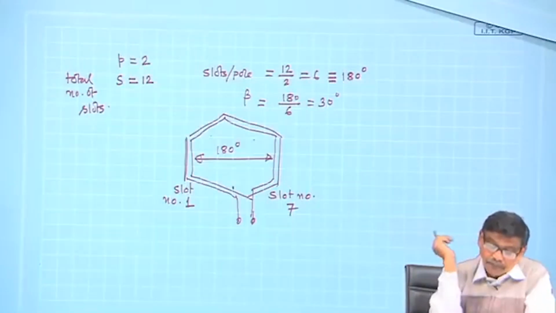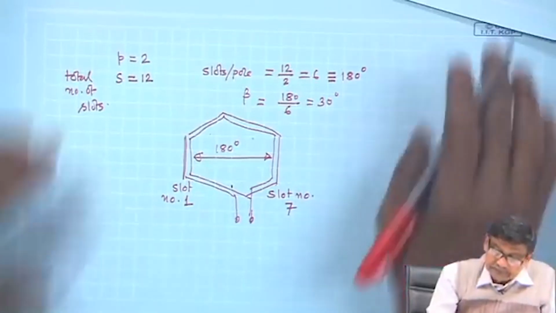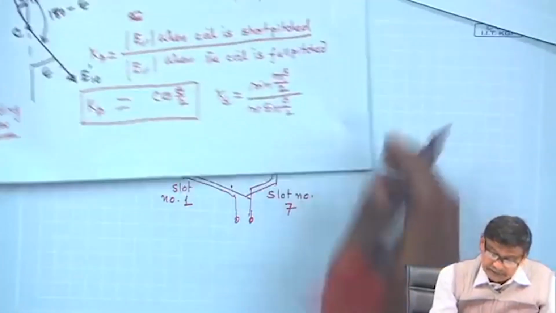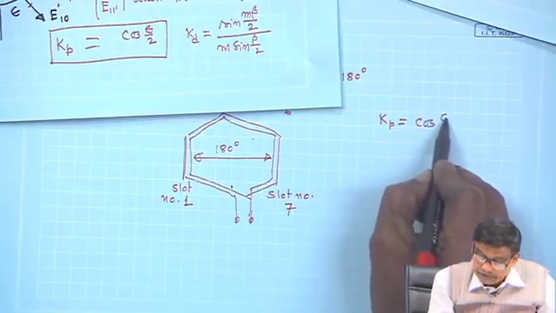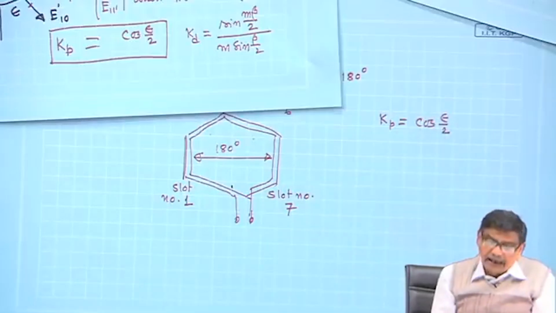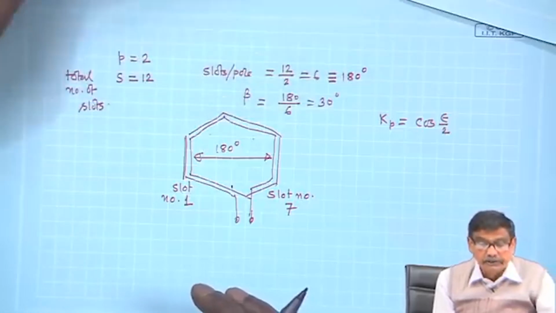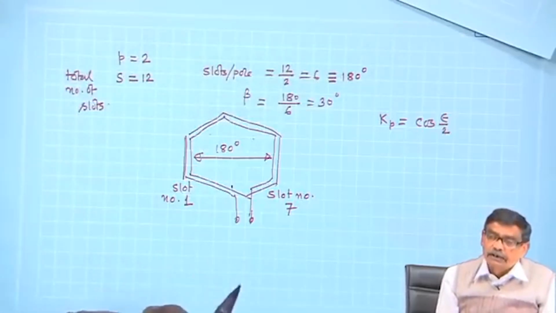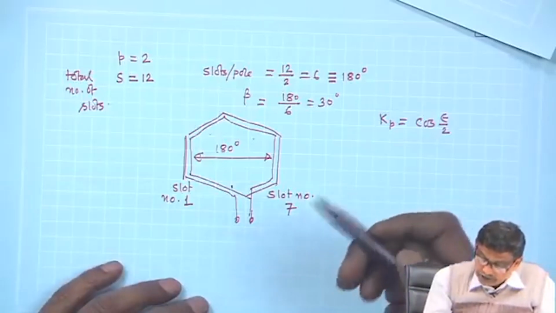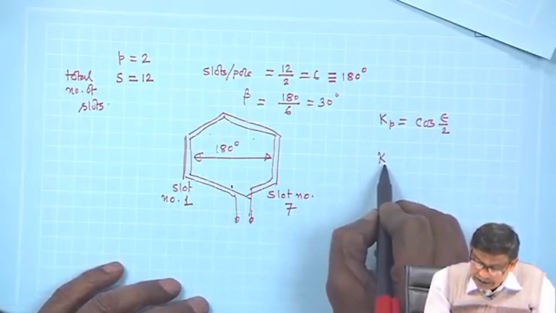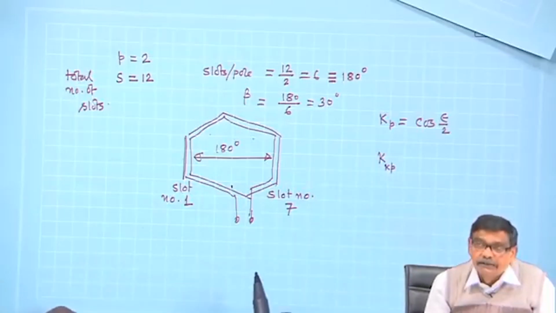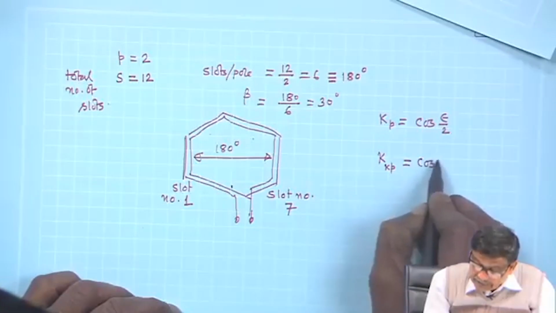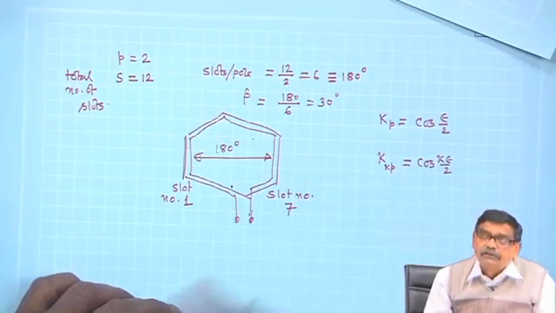Acha, I know that this is the Kp. I have calculated cosine epsilon by 2, and as I am now telling you that the B distribution will have a fundamental, third, fifth harmonic. Suppose for kth harmonic, what will be Kp, the kth harmonic pitch factor, it will be how much? Replace epsilon by k epsilon by 2, that is all.